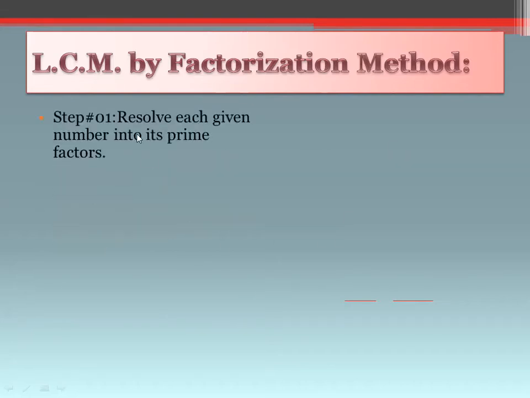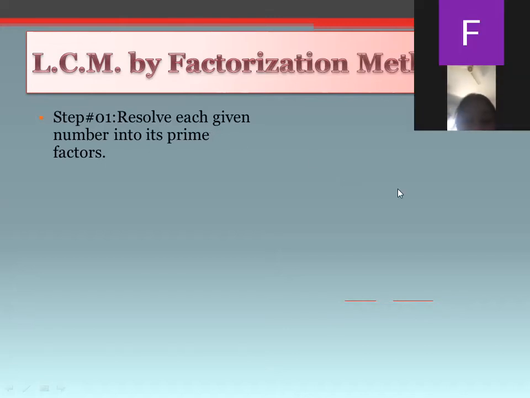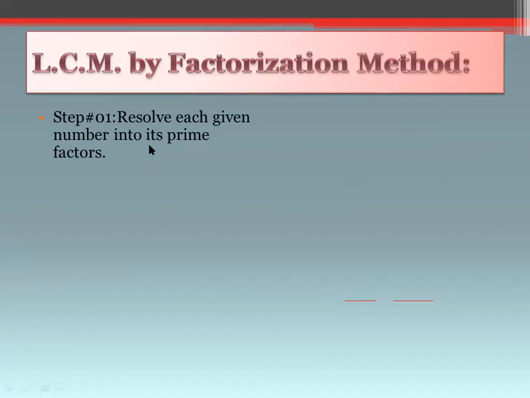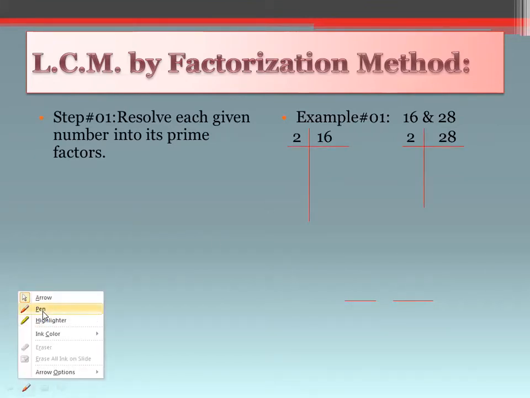So in the first step, what you will do is resolve each given number into its prime factors. Just look here, you have example number 1, that is 16 and 28. You have two numbers, and you have to find out the prime factors of these numbers. So how will you proceed?